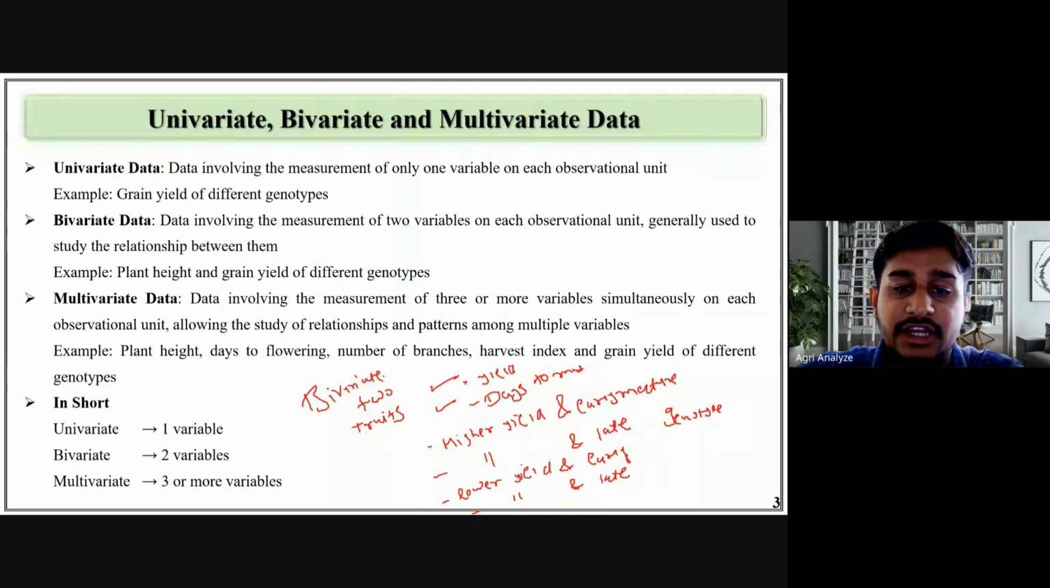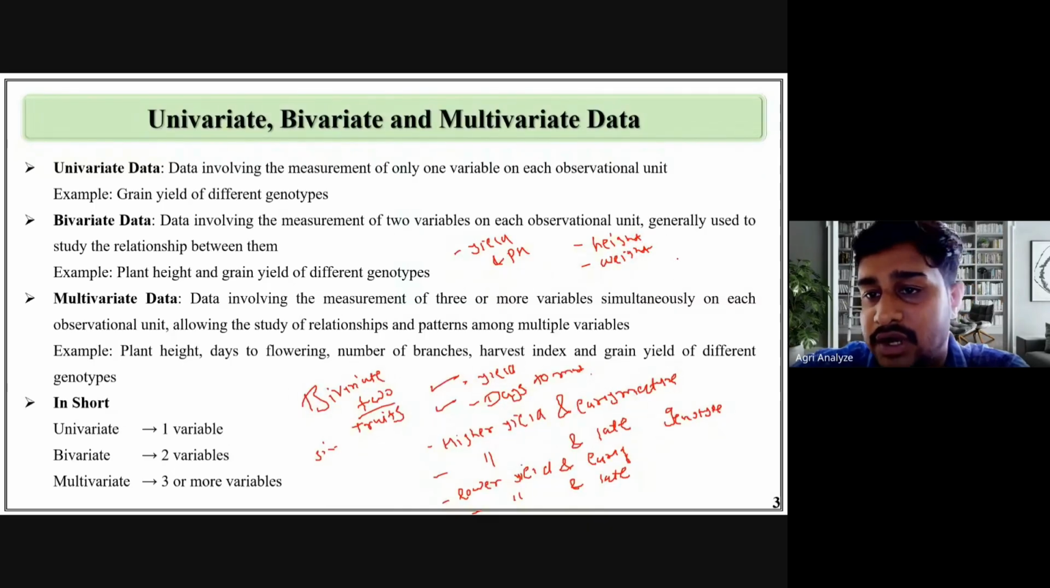In univariate, we study only a single variable, while in bivariate, we study two variables. Bivariate data involves the measurement of two variables on each observational unit, generally used to study the relationship between them. Like in correlation, we study yield and plant height. In another example, the height of a student and the weight of a student. If height increases, weight also increases. This is the positive correlation between them. That type of relation is shown in bivariate data.